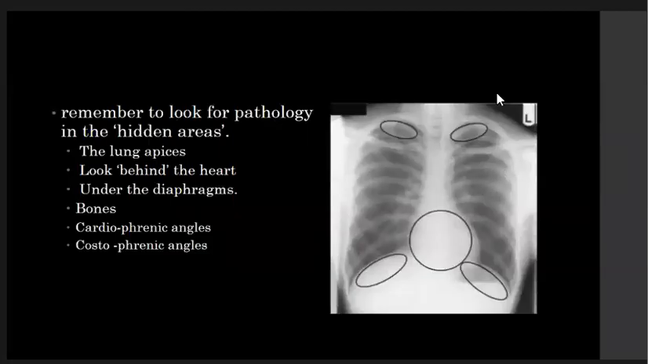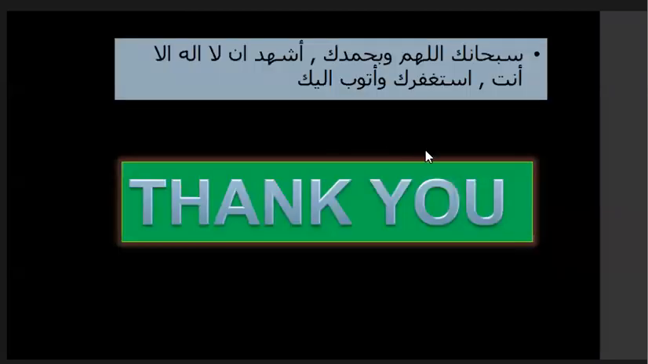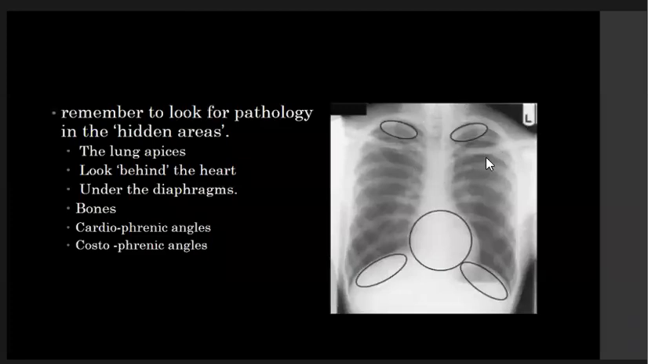You should not miss the hidden areas of the lungs, as we see here: the lung apices, and look behind the heart, and look below the diaphragm, and the cardiophrenic angles here, right and left, and the costophrenic angles here, right and left.